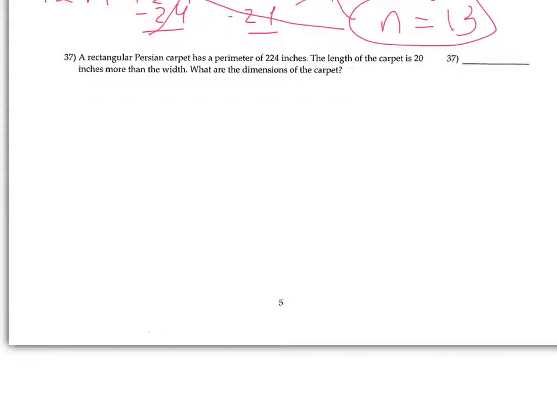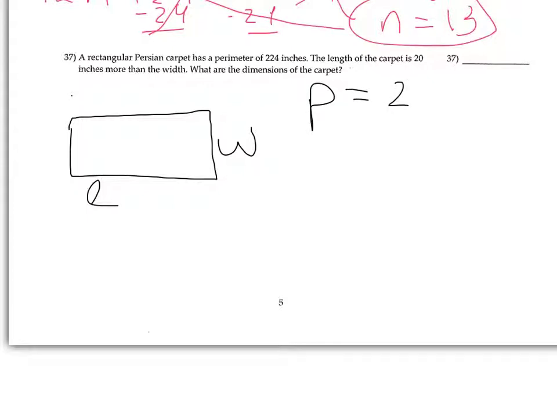So looking at this last one here, it says a rectangular Persian carpet has a perimeter of 224 inches. The length of the carpet is 20 more inches than the width. Find the dimensions of the carpet. So here, because it says rectangular, I'm going to draw a rectangle. And let's just say that this is the length and this is the width. Now we know the perimeter, P equals 224. And we can get that because it says the perimeter is 224. Now it goes on to say the length of the carpet is 20 more than the width. So the length equals 20 more than the width. That's width plus 20. Okay?